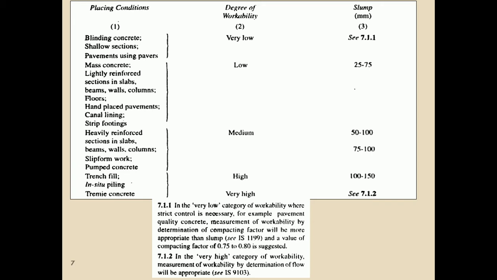In each case, for different works, there is a different slump value, okay. If we do a trial mix, say if we are constructing a heavily reinforced section, the slump obtained should be 50 to 100, okay. So in both the RMC plant as well as at the construction site, the slump obtained should be 50 to 100. If the slump obtained is more than 100 or less than 50, then that concrete is not suitable for the construction of heavily reinforced sections in slabs, beams, walls and columns.